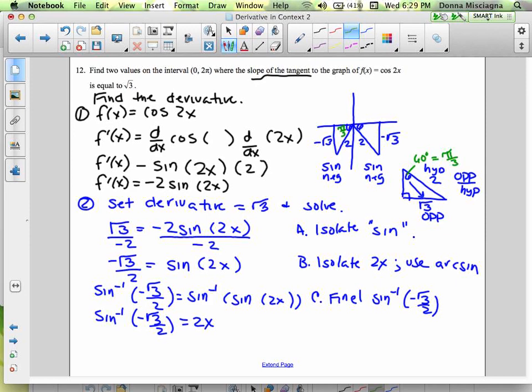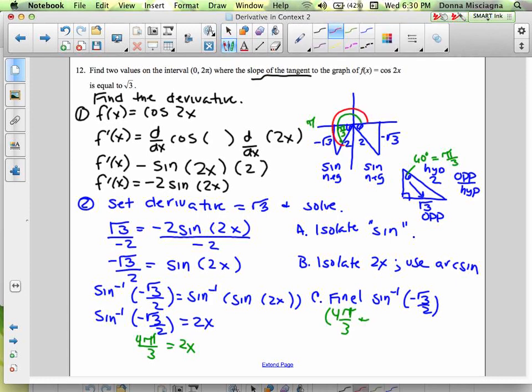So this angle here, we know this much is pi, and then we're going to add pi thirds to it. So one place where sine is negative square root of 3 over 2 would be 4 pi thirds. Right, that's one of our solutions. I'll put it here too. 4 pi thirds.